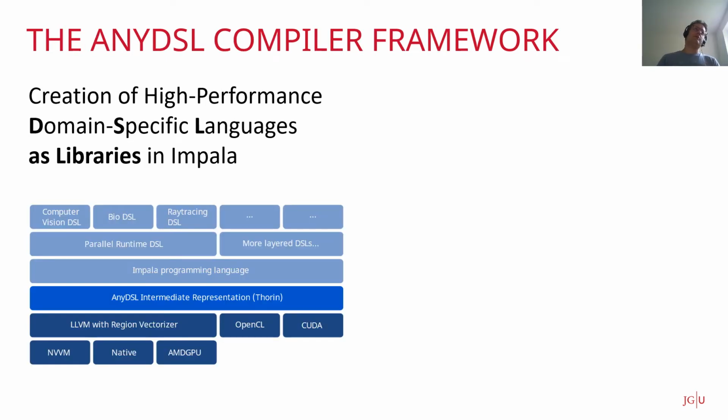We implemented our algorithm using the AnyDSL compiler framework, which allows you to create high-performance domain-specific languages as libraries in a language called Impala. So unlike traditional approaches where you have your own DSL compiler, or you have a meta compiler which translates a meta program into a program which is then translated to machine code, you only write everything in one language.